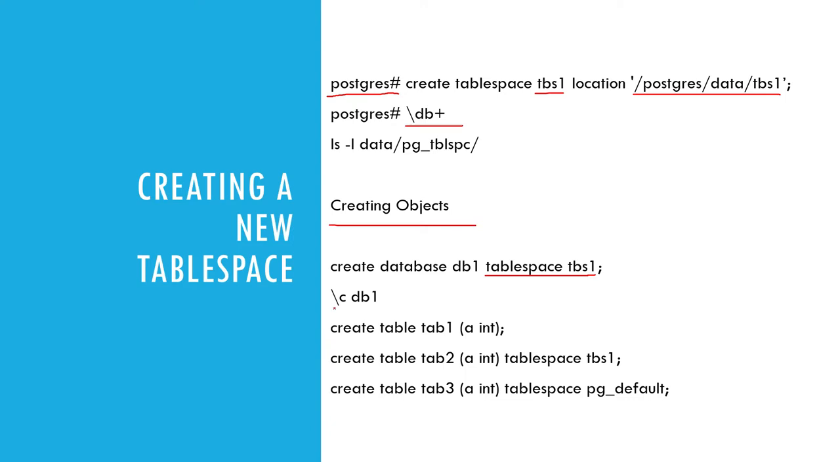So you switch to the new database, and then any table which you create inside that database will be automatically created in the new table space. That means it will go to the new file system or the location which you have mentioned. Otherwise, when you create the tables using the create table command, you can mention the table space name. So either you say the new table space, or the existing table space, which is pg_default. So it works this way.